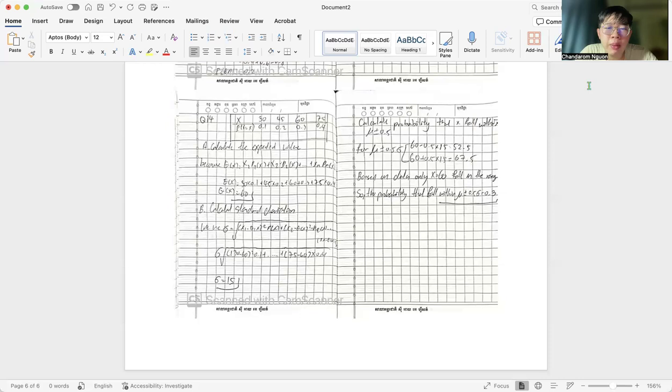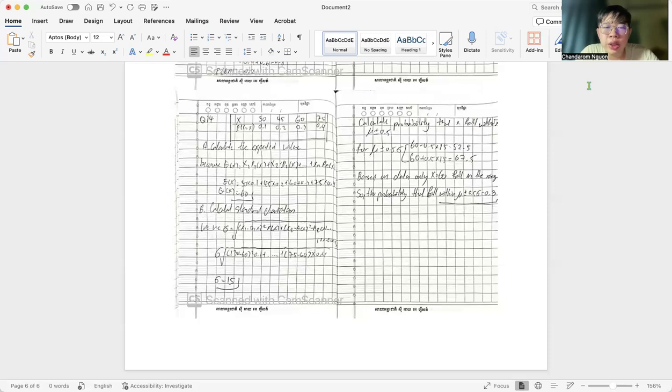For part C, find the probability of X falling within half a standard deviation above or below the mean. We need to calculate the range. We already know that the mean is 60 and the standard deviation is 15. The formula to calculate the range is first 60 minus 0.5 multiplied by 15 equal to 52.5, and 60 plus 0.5 multiplied by 15 equal to 67.5. This means we are looking for the probability of X being between 52.5 and 67.5.